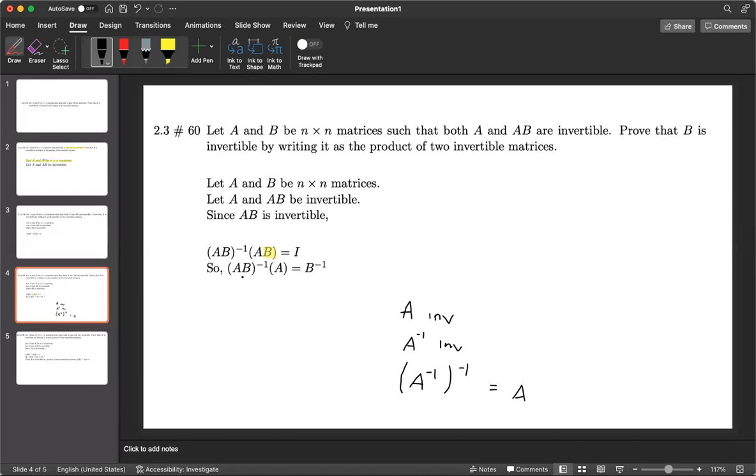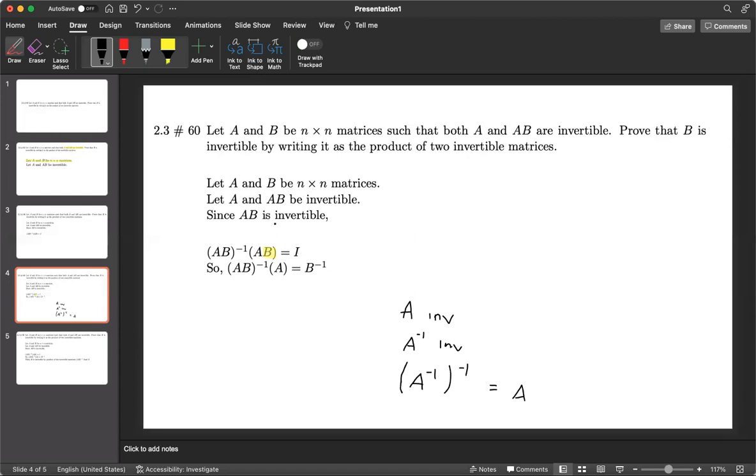So that would basically be saying this right here becomes B inverse times A inverse. B inverse times A inverse times A times B is equal to the identity matrix. So from there, A inverse times A would just be the identity. And then we would have B inverse times B is the identity matrix.